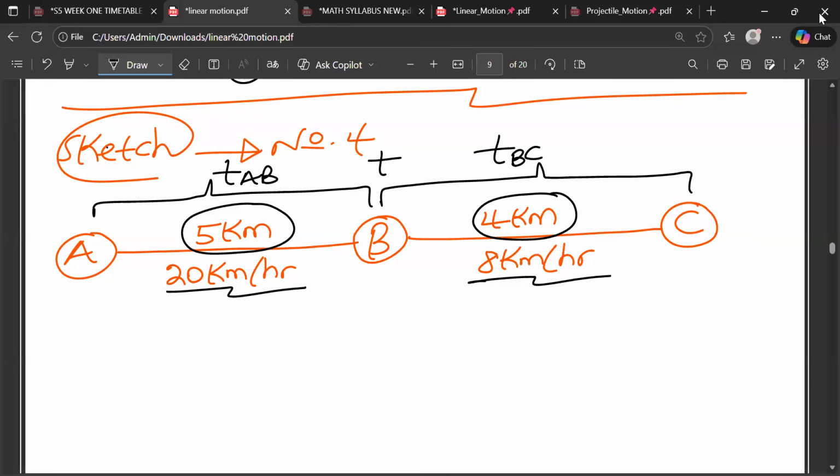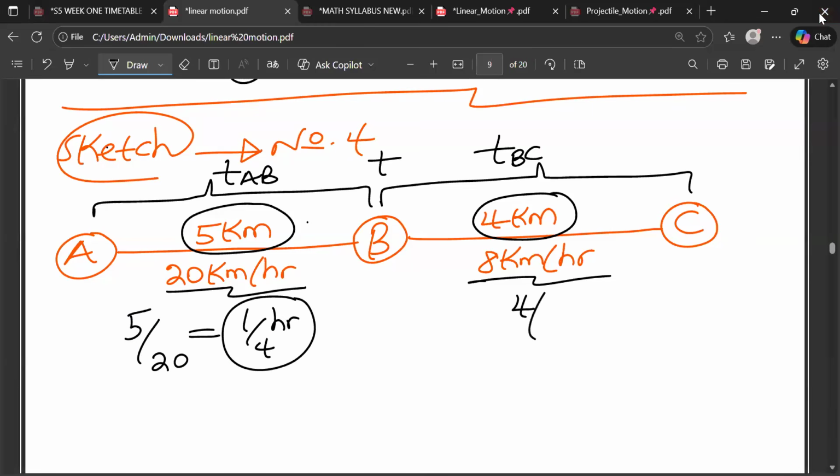So you all know that to get time, this is distance and this is speed, so you just divide distance over speed. Then this one will give us a quarter hour. You get the thing? Then you also come here, divide the distance over the speed, and you also get half an hour.